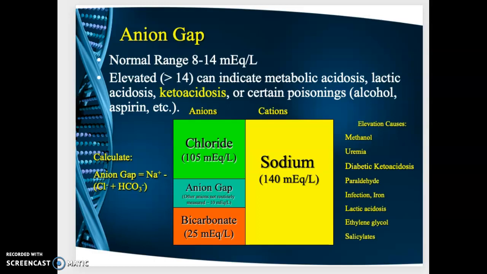So if it's greater than 14, it shows that they have some type of acidosis going on, and the normal anion gap is between 8 and 14. So greater than 14 shows they have acidosis.